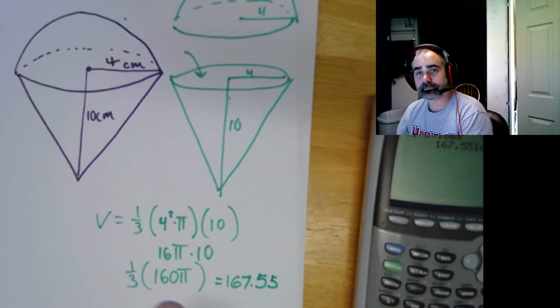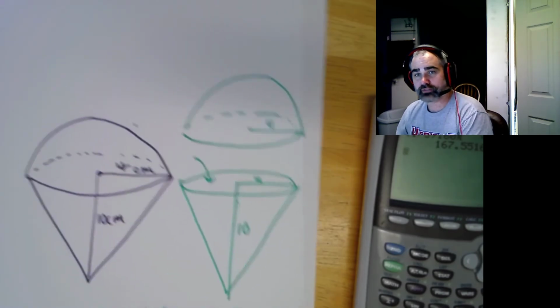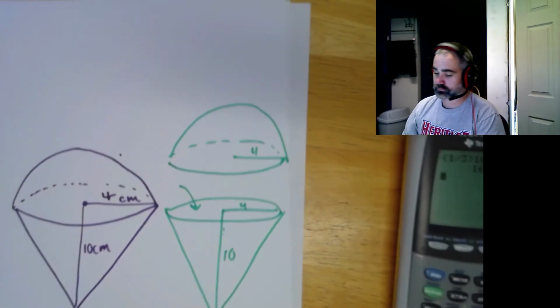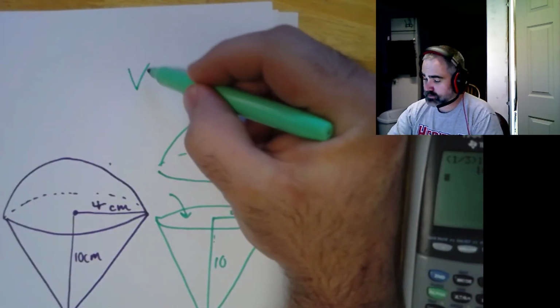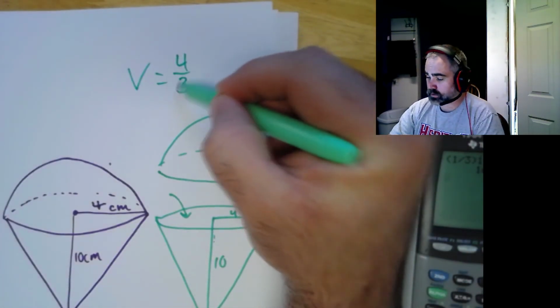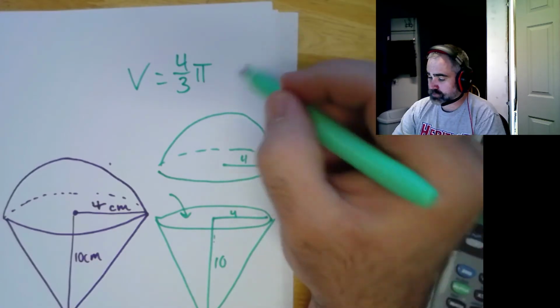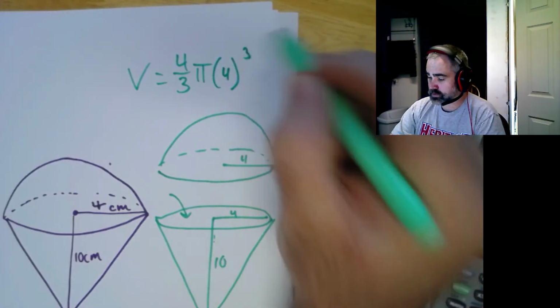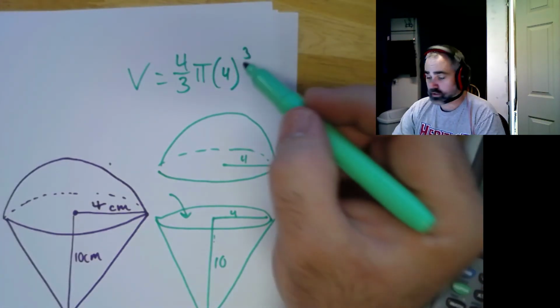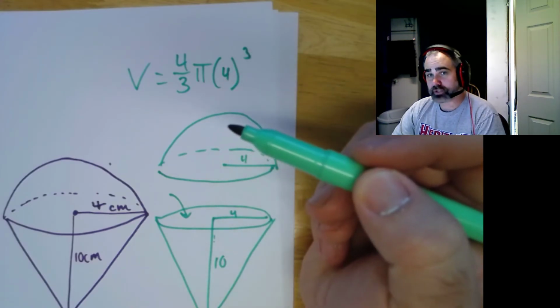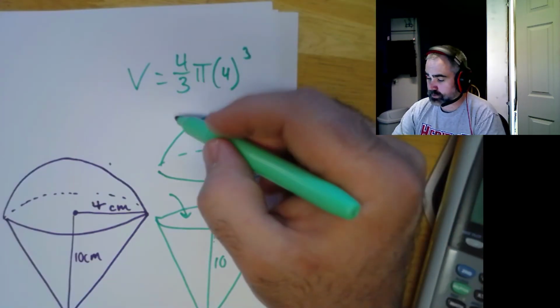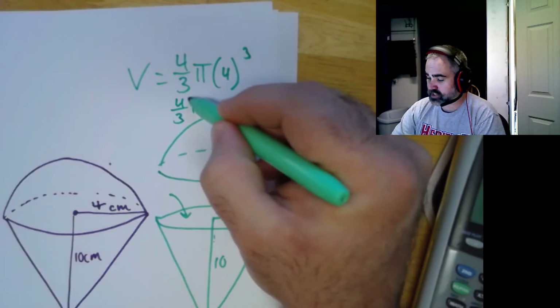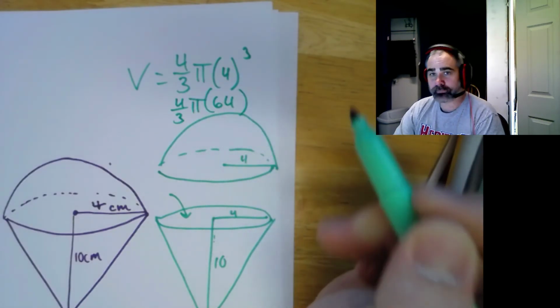Okay. Now let's do the volume of this half sphere. Remember, that is 4/3 pi times the radius cubed. So we're just going to go ahead and plug it in. 4 to the 3rd power, if you use your calculator, is 64. So this is 4/3 times pi times 64.